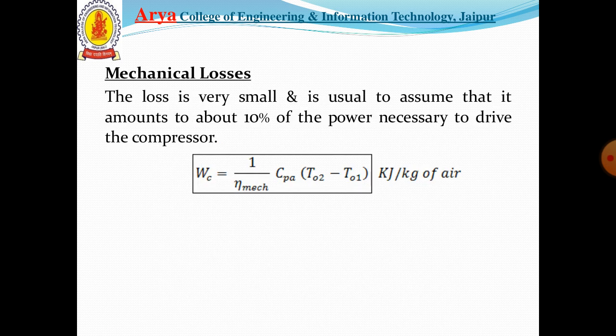Now mechanical losses. In most gas turbine plants, the power required to drive the compressor is transmitted directly from the turbine without any intermediate gearing. Any loss that occurs is therefore only due to bearing friction and windage. The loss is very small and it is usual to assume that it amounts to about 10% of the power necessary to drive the compressor. That can be calculated: Wc equals 1 upon eta mechanical into Cpa for air, T02 minus T01 kilojoule per kg of air.